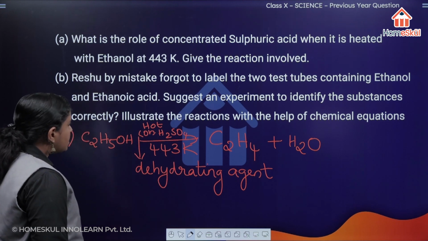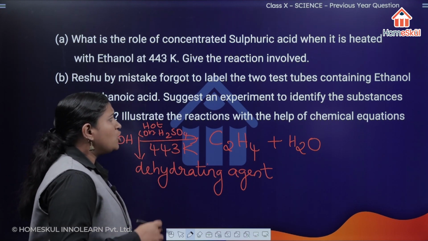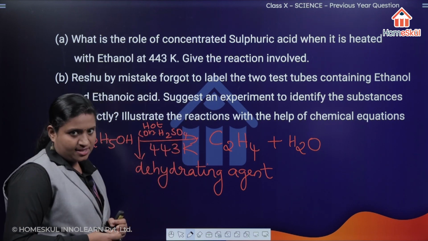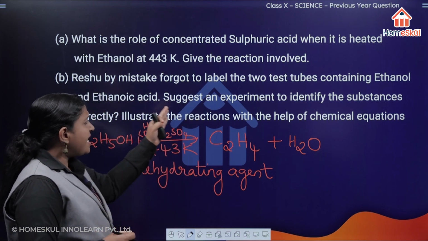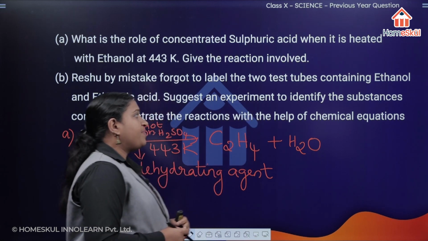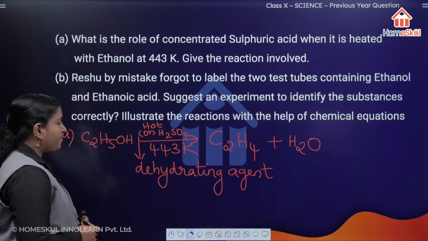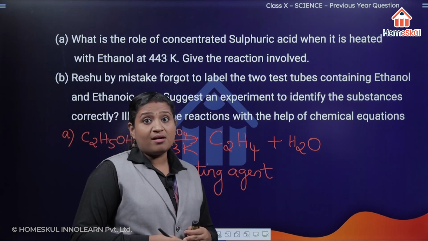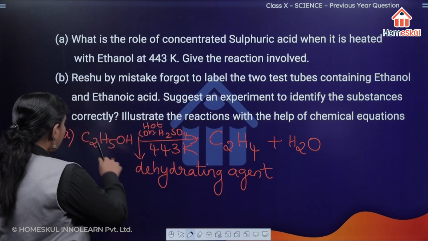Reshu, by mistake, forgot to label the two test tubes containing ethanol and ethanoic acid. Suggest an experiment to identify the substances correctly. Illustrate the reactions with the help of chemical equations.